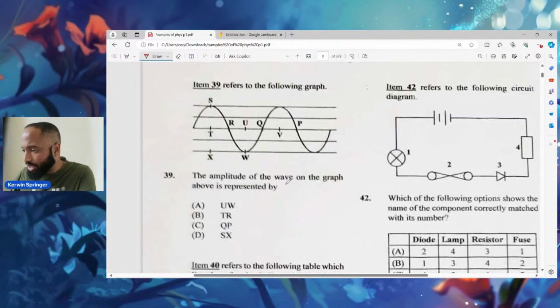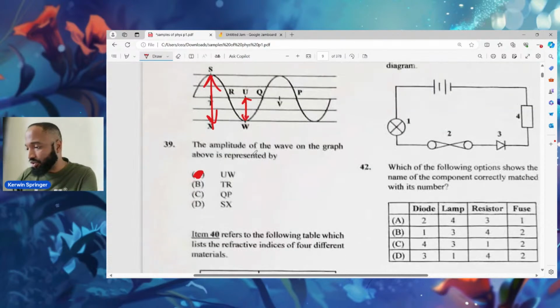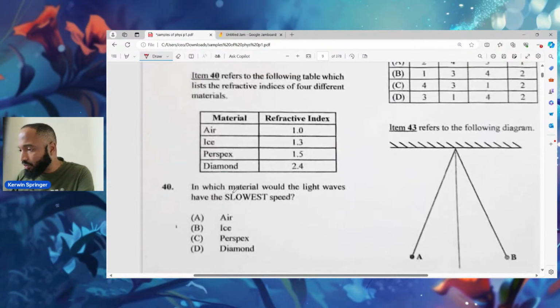The amplitude of the wave on the graph above is represented by, so the amplitude here would be represented by T to S. Okay, U to W. U to W is good as well. U to W is good. T R Q P S X is the whole length, crest to trough. And in which material would the light waves have the slowest speed? Diamond.